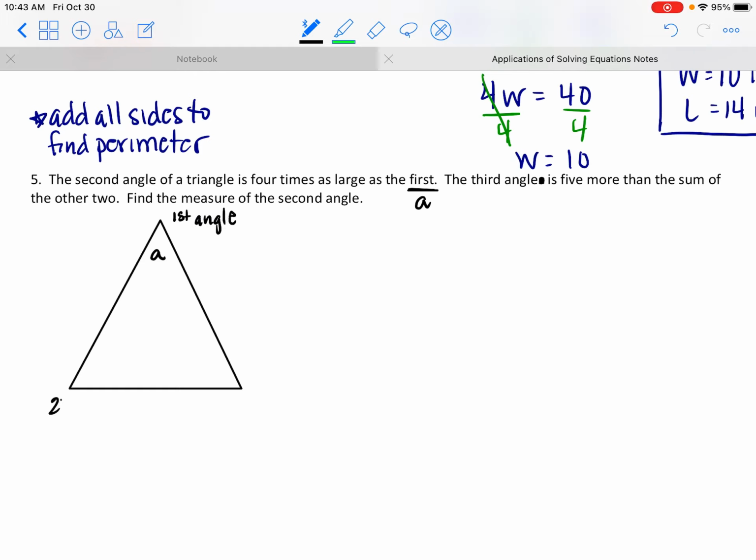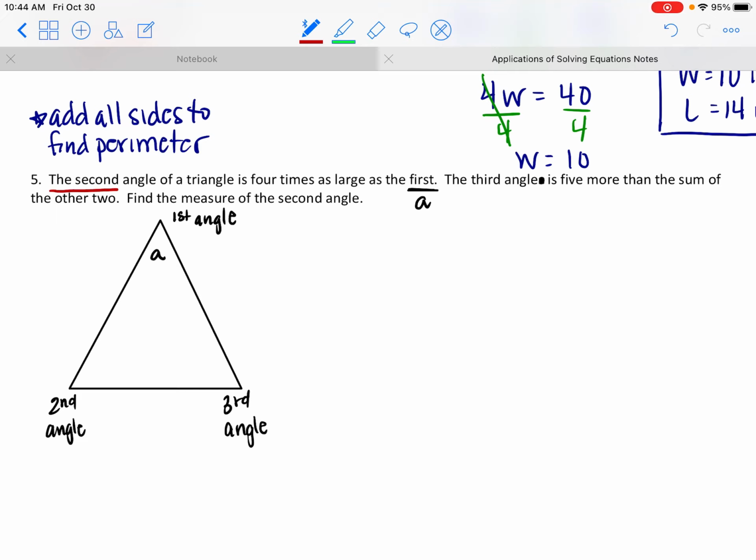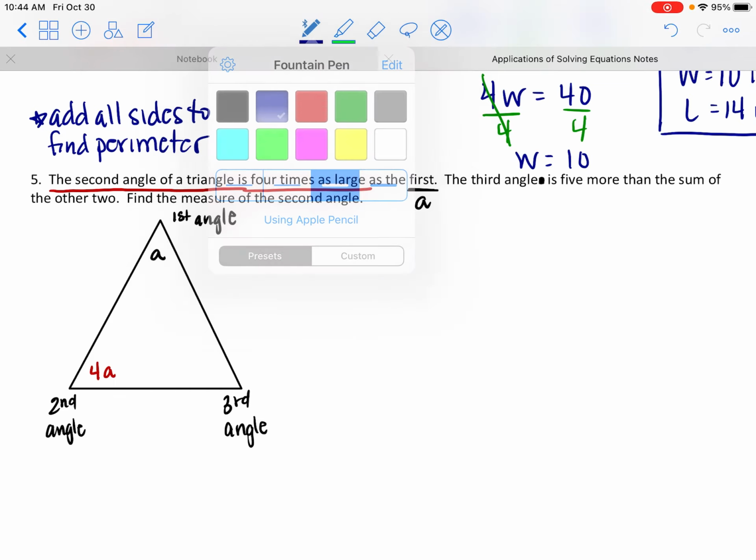Let's call this the second angle. And let's call this the third angle. Okay, so we've got the first angle in there as A. It says that the second angle is 4 times as large as the first. So if the first one is A, the second one is 4 times as large. That makes it 4A.